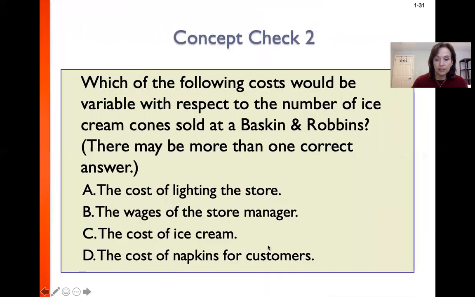Here's an example that's in your slides. They are asking which of these costs would be variable with respect to the number of ice cream cones being sold at an ice cream store like a Baskin Robbins. So, cost of lighting the store. Your lights are probably on from the time you open up to the time you close. Is that going to fluctuate depending on how many cones you sell?